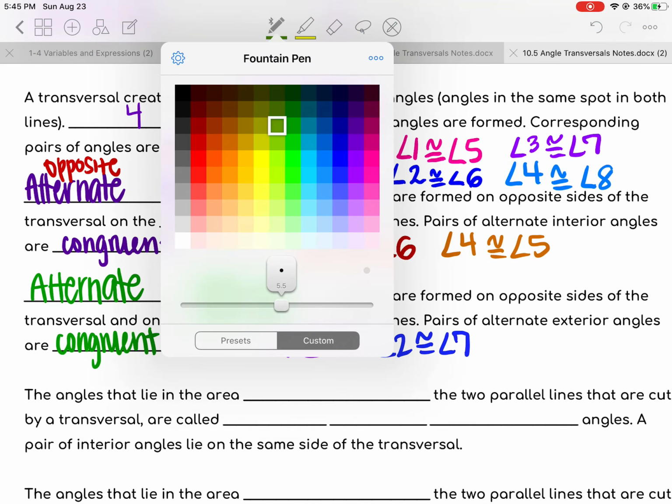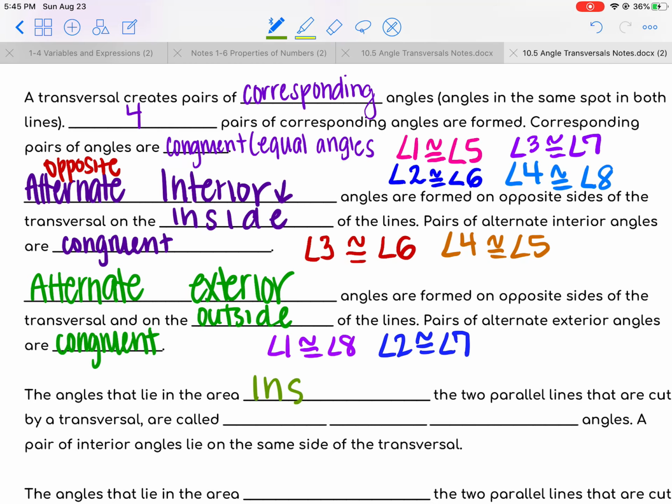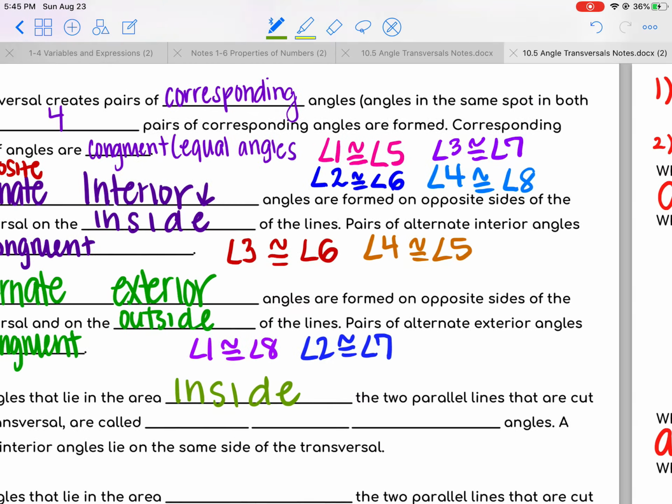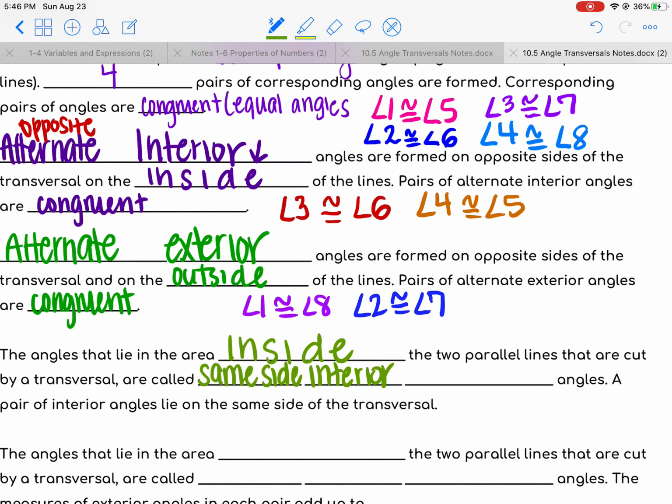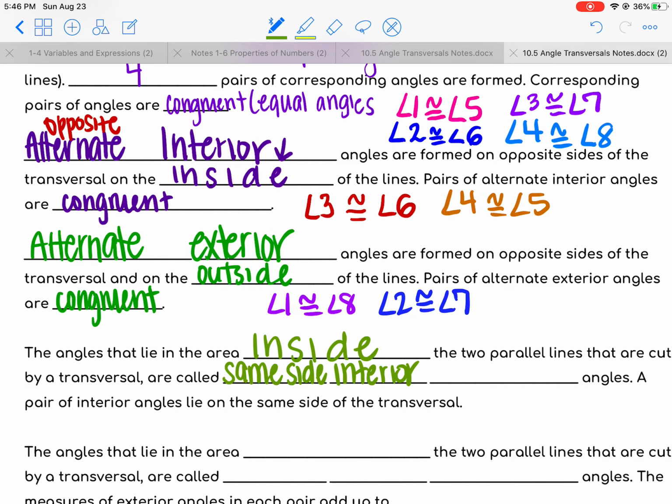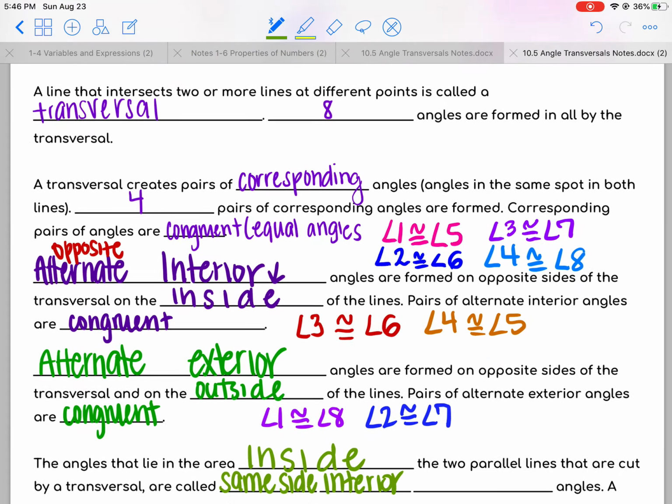The angles that lie in the area inside your two parallel lines that are cut by a transversal are now called same side interior, because they are on the same side of the transversal and they are inside the parallel lines as well. A pair of interior angles that lie on the same side of the transversal. I didn't use enough of my space, so that's okay. Notice it does not say that these angles are congruent.